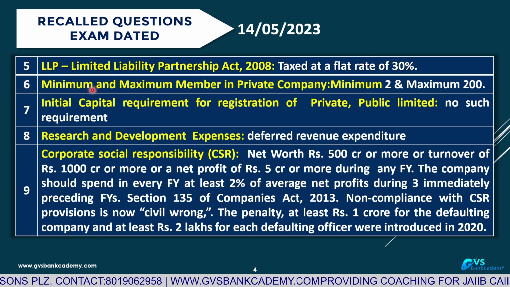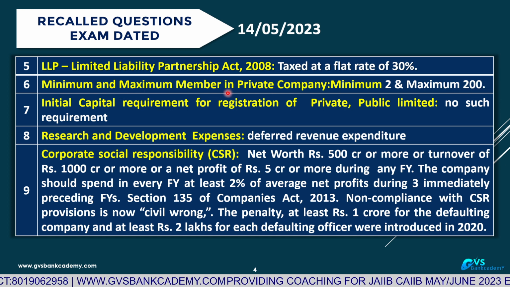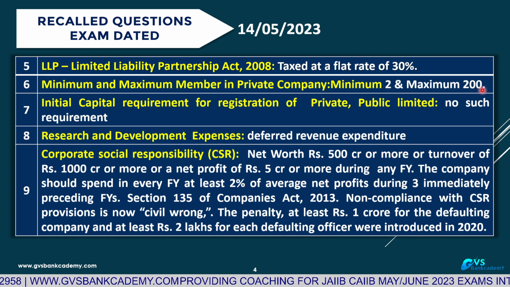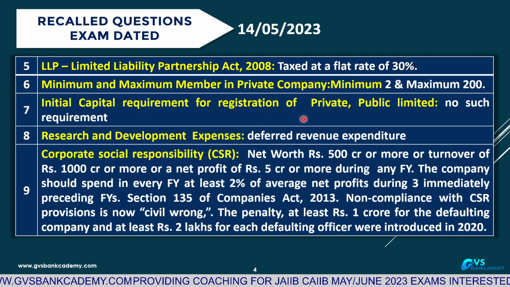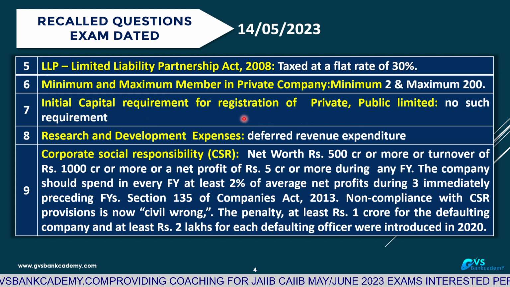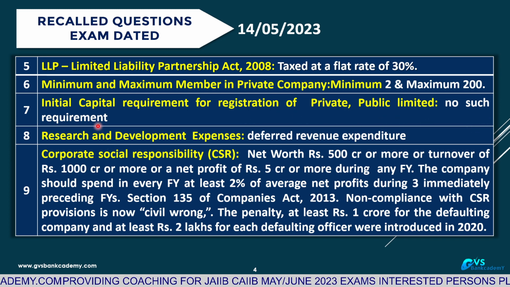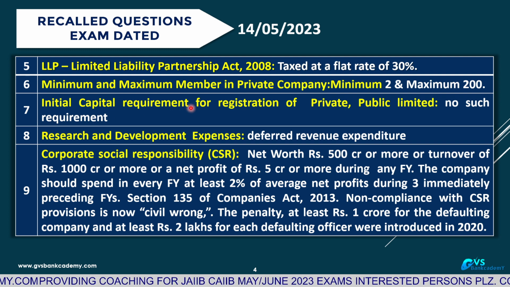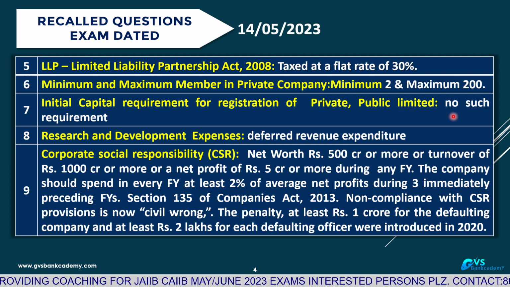Question number 6. Minimum number of members in a private limited company, maximum 200. Whereas in a public limited company, minimum 7, maximum unlimited. And initial capital requirement for registration of a private limited or public limited company as per the Companies Act 2013, amended 2015: no such initial capital requirement is required for registration of a private limited company or public limited company.